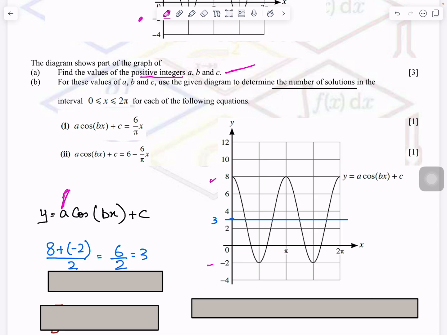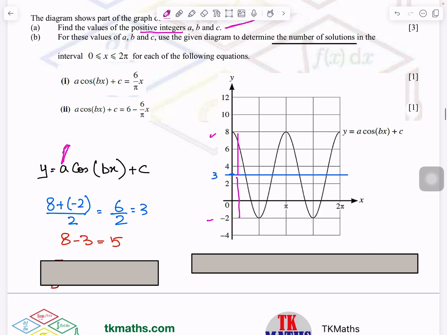A is the amplitude, and amplitude is the distance between axis of the curve and maximum point or minimum point. So now 8 minus 3 is 5, or you can do 3 minus -2, which will be 5 also, same thing. Or you can count from the sketch. You don't need to show the working here.